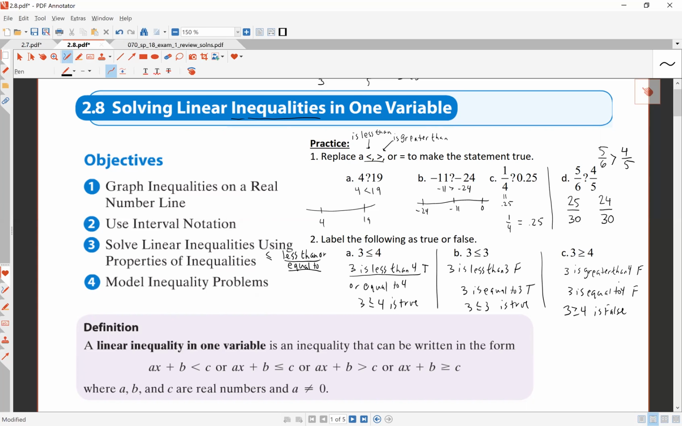This concludes the practice problems for 2.8, solving linear inequalities in one variable.